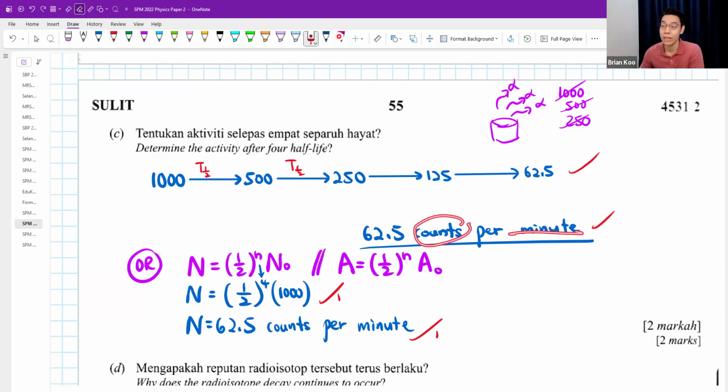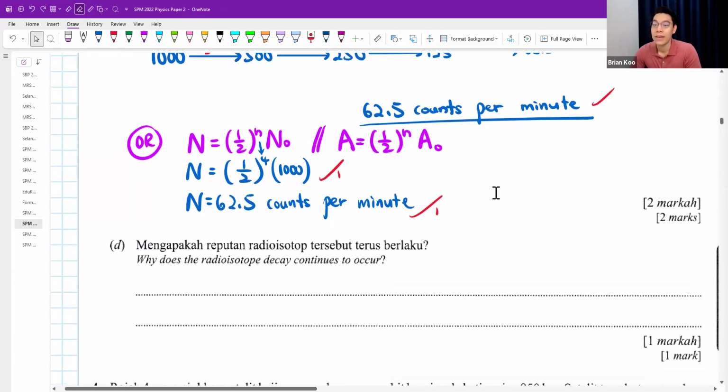You literally go and count the number. Yeah. Okay. Part D. Why does the radioisotope decay continue to occur?